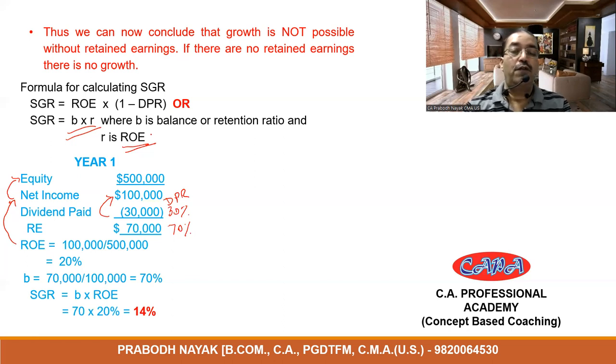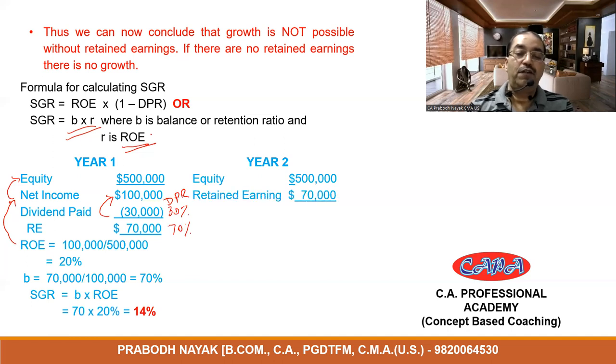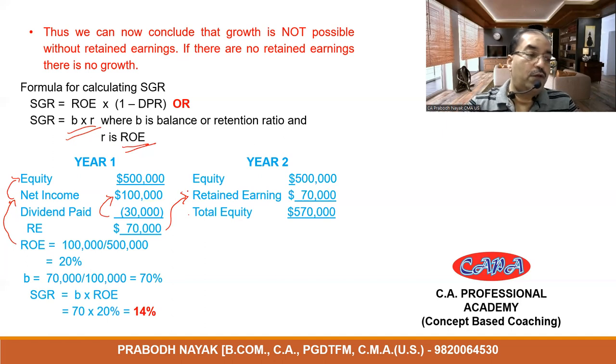this retained earnings of 70,000 must be reinvested in the business. So in year two, I will have my equity of $500,000 plus I will have retained earnings of $70,000. So whatever amount is retained in the business in the first year comes back and is reinvested in the second year. My total amount of equity invested in the second year is $570,000.